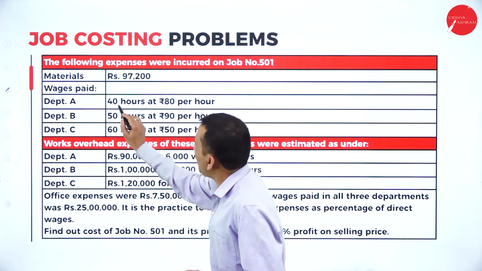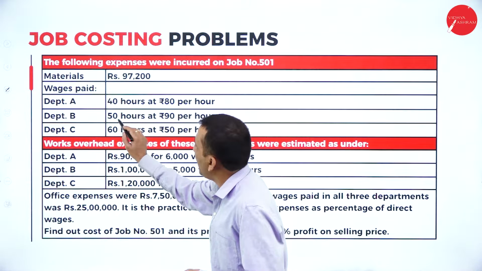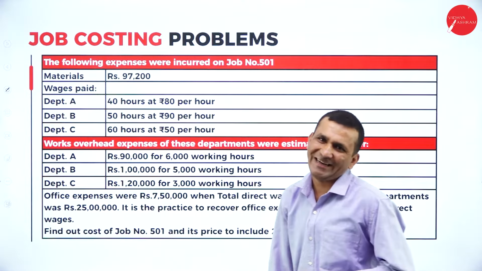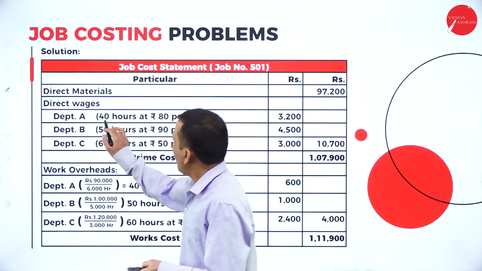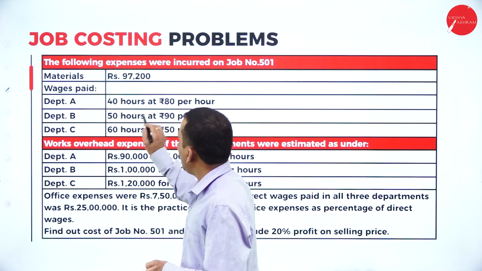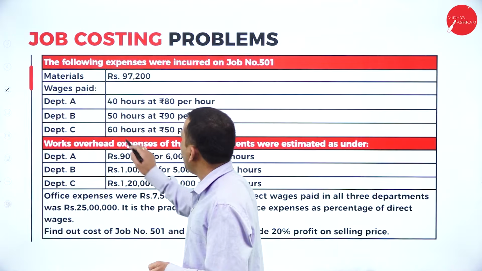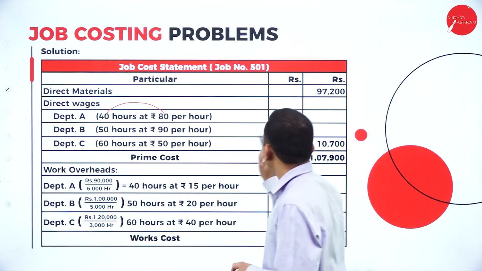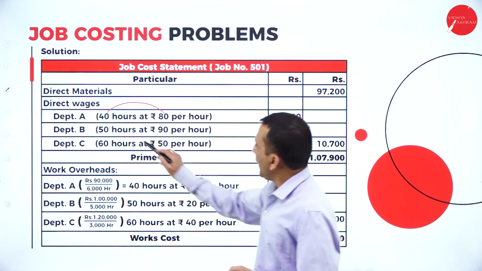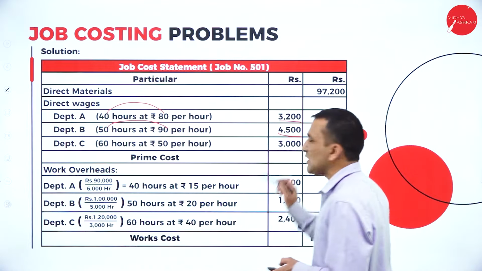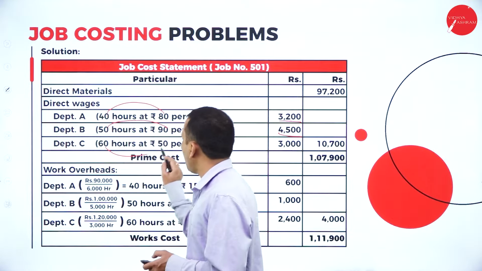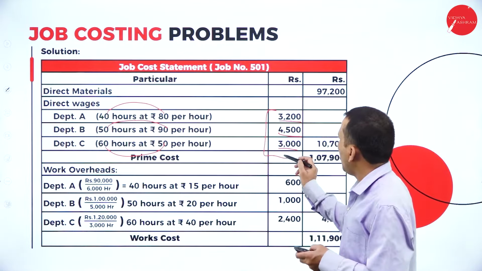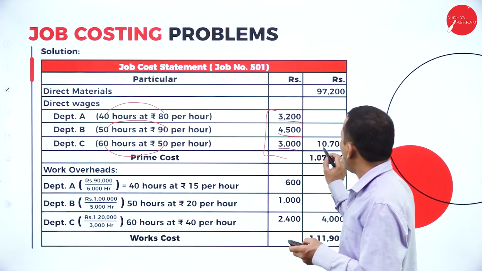Here it says department A 40 hours, department B 50 hours, department C 60 hours, and the respective rates are also clearly specified. So 40 hours at the rate of 80, 50 hours at the rate of 90, 60 hours at the rate of 50. If you multiply 40 into 80, you get 3,200. Again 50 into 90, you get 4,500, and 60 into 50, you get 3,000. Now we take the total for all three departments: 10,700.